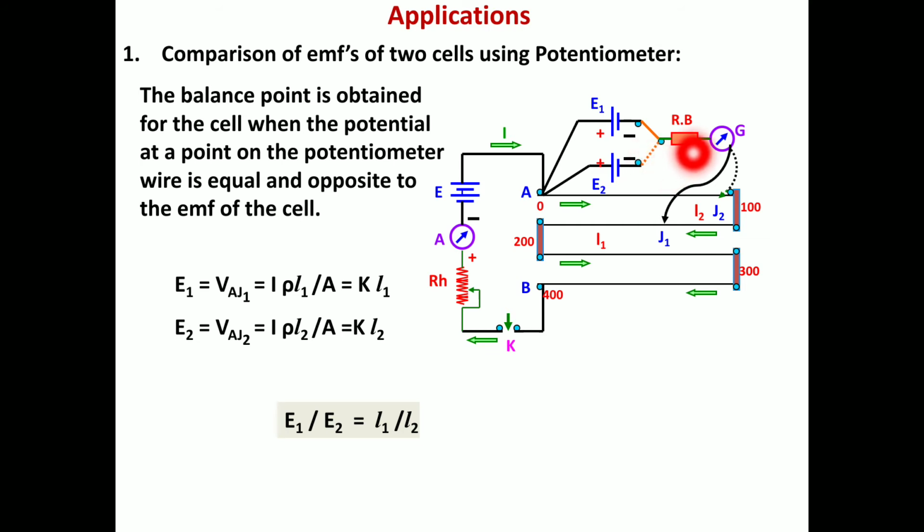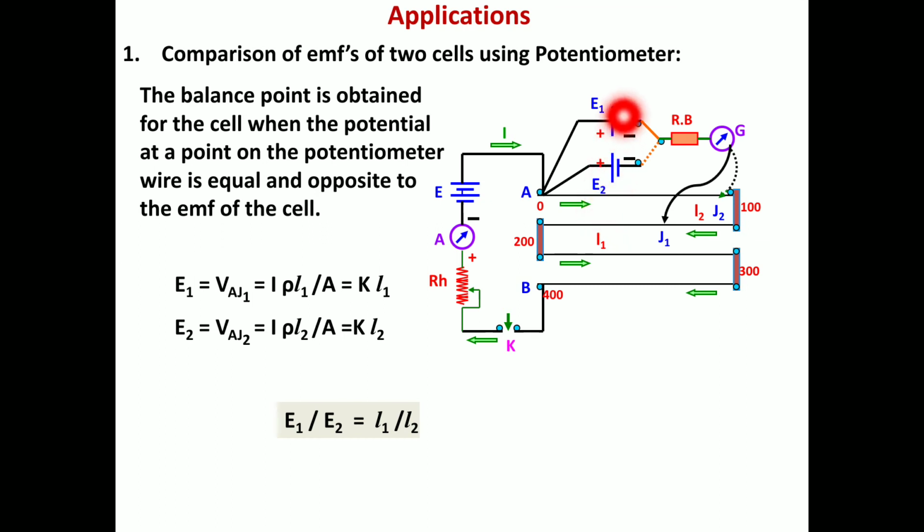Then you can see there is a resistance box. This resistance box must have high resistance. The use of this resistance box is simply to save our galvanometer, because when we put the jockey at the A end or at the B end, the deflection on the galvanometer would be extremely left or extremely right. To avoid full scale deflection, we connect a high resistance in series with the galvanometer.